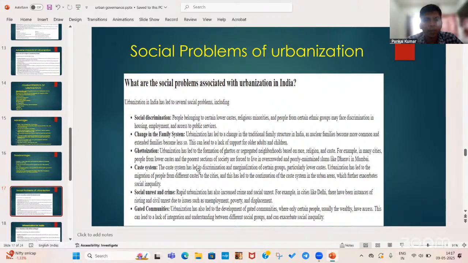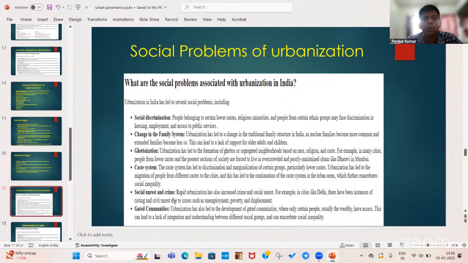Then caste system. The caste system has led to discrimination and marginalization of certain groups, particularly lower castes. So urbanization has led to the migration of people from different castes to the cities, and this has led to the continuation of the caste system in urban areas, which further exacerbates social inequality. Even though the caste system may be diluted comparatively in urban areas compared to rural areas, I think there is a different type of discriminatory practice, that is class identity, the class system, that is also taking place with urbanization.